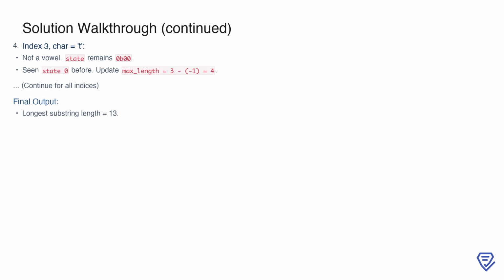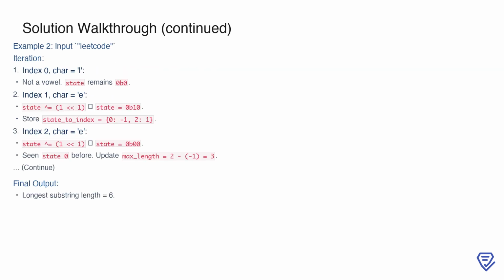the dictionary of states. Now, let's look at another example with the input string LeetCode. Here, we start with the same initial setup: the state is 0, and the dictionary contains only the initial state 0 at index -1. At index 0, the character is L, not a vowel, so the state remains 0b0. At index 1, the character E is a vowel, so we toggle the first bit, resulting in state equals 0b10. This is a new state, so we store it with the current index in state_to_index.